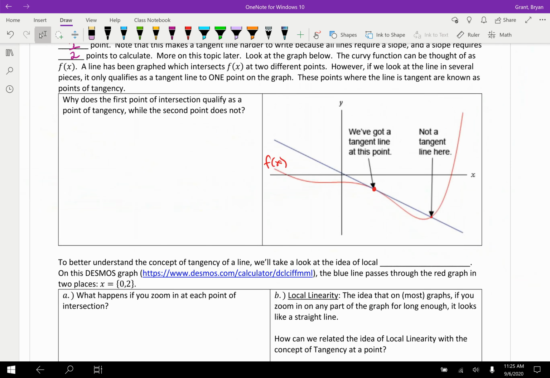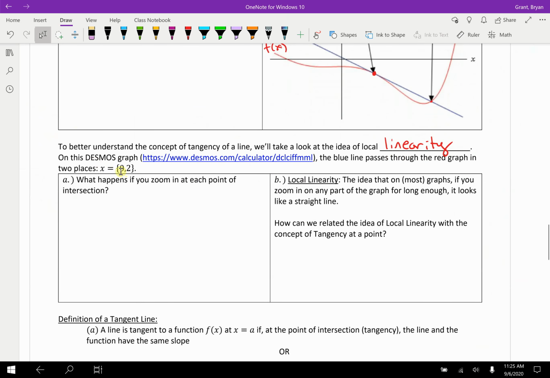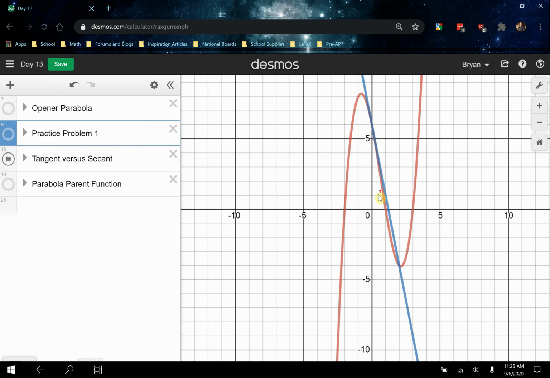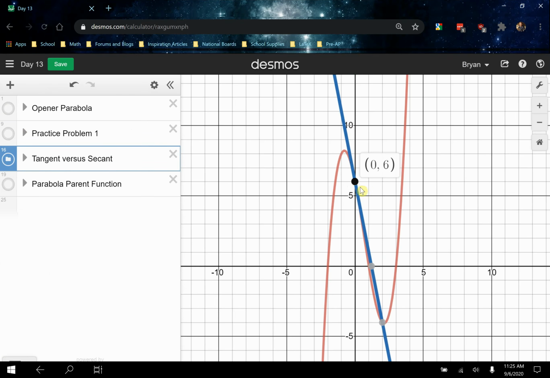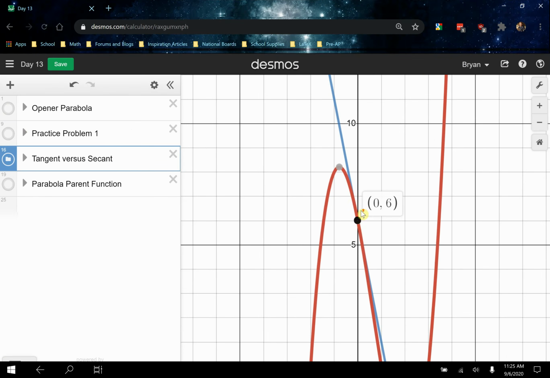Well, to understand the idea, we're actually going to take a look at the idea of local linearity. Local linearity. Well, I'm going to pull up a Desmos graph, and we're going to look at two intersection points, one at 0, one at 2. And what I'm going to do is zoom in at each point of intersection, and we're going to try to describe in words what's happening there. Okay, so here's my graph. We can see our two intersection points, one at 0, one at 2. Okay, and let's look at what happens if I zoom in on this point of tangency right here.